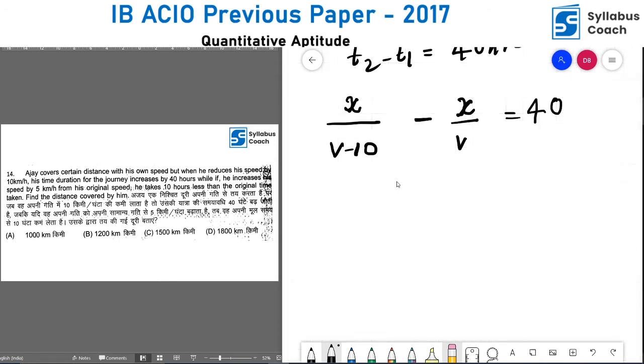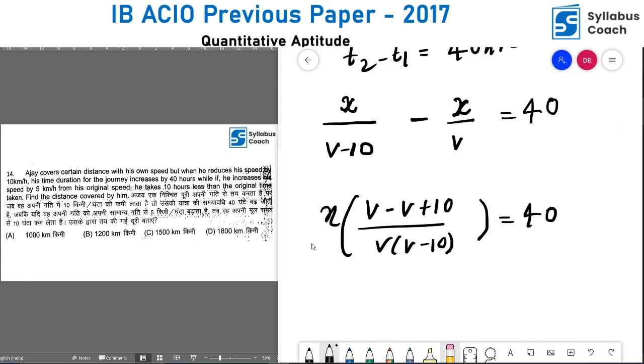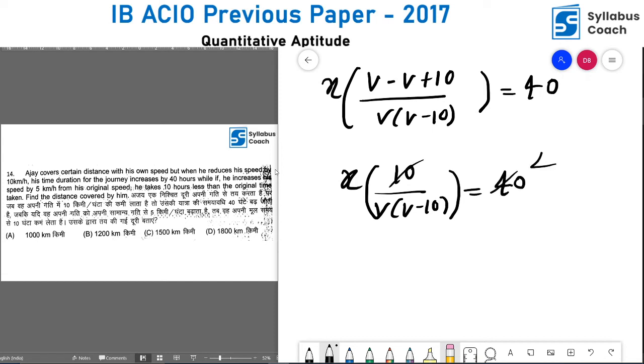So this becomes x into v minus v plus 10 by v into v minus 10. In this case this becomes 40, and then I write this equation properly as x into 10 by v into v minus 10, which becomes 40, right? Now I'll cancel this into this, so finally I'll get x is equal to 4 into v minus 10. So this is your equation 1.